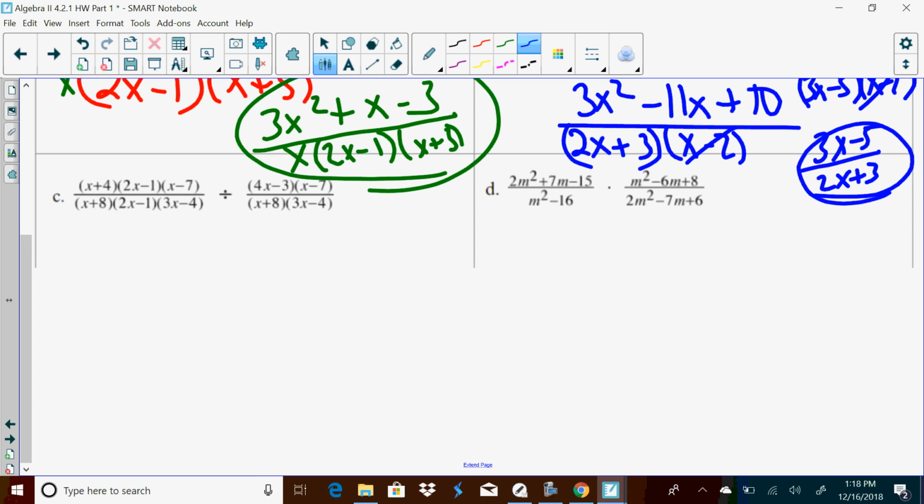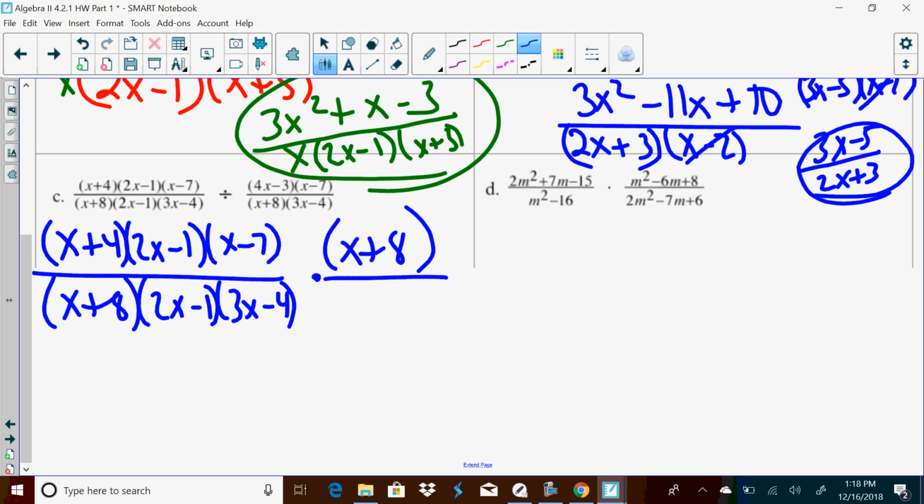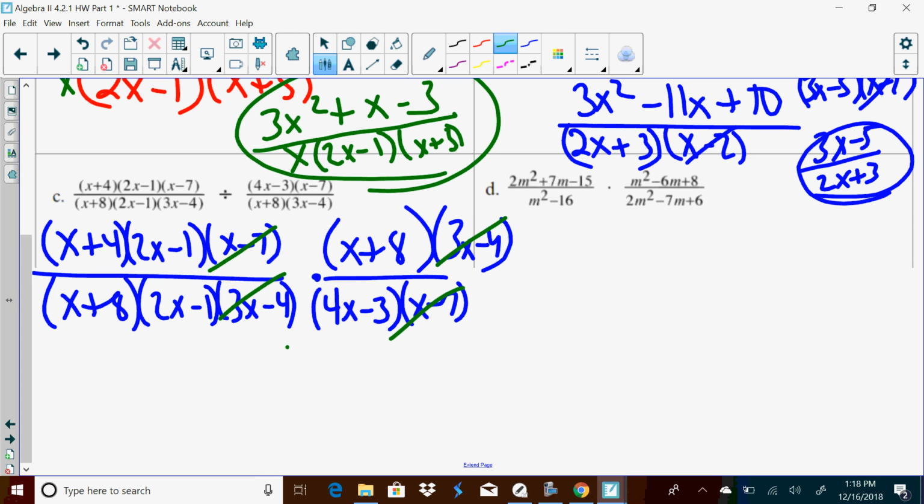Part C, so I can rewrite it as multiplication. So x plus 4, 2x minus 1, x minus 7, x plus 8, 2x minus 1, 3x minus 4, times x plus 8 and 3x minus 4 over 4x minus 3 and x minus 7. So I can cross out these, cross out these, cross out these, cross out these. So my final answer is x plus 4 over 4x minus 3.